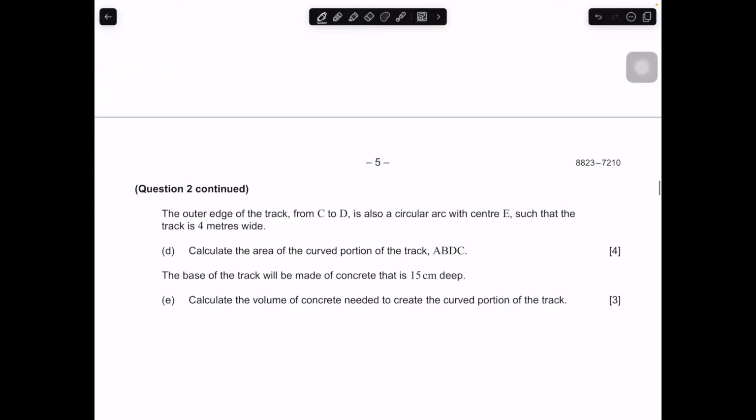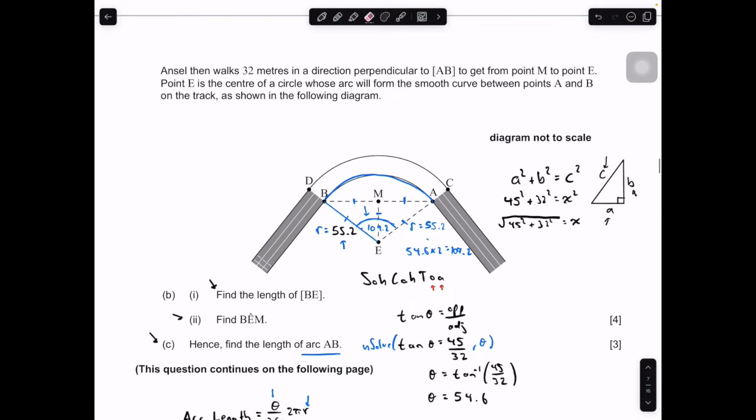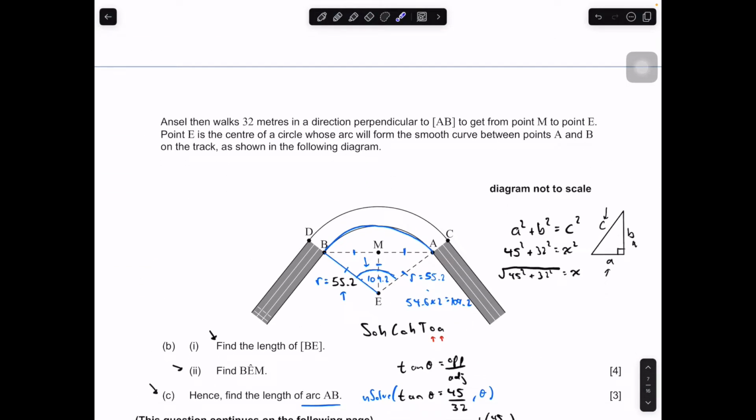Alright, so the outer edge of the track from C to D is also circular. So from C to D, this is also a portion of a circle, and the width of this track is 4. And we're asked to find the area of the track. That is to say, this portion of the track right here. So the total area right here. This is what we want to solve for.